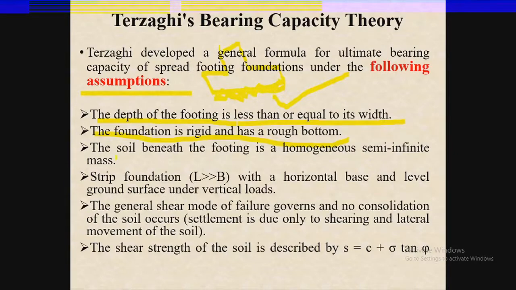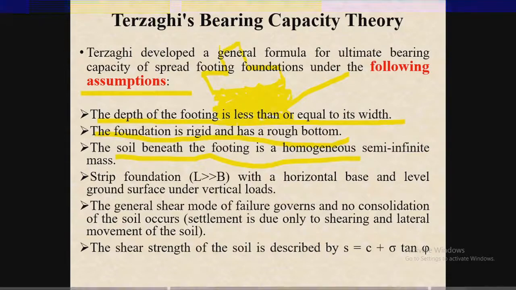Then the soil beneath the footing is a homogeneous and semi-infinite mass. So two things: the soil beneath this foundation is homogeneous, which means that it is made up of the same types of particles, and it is semi-infinite, which means that the length is infinite but the width is finite. That is the definition of the semi-infinite mass.